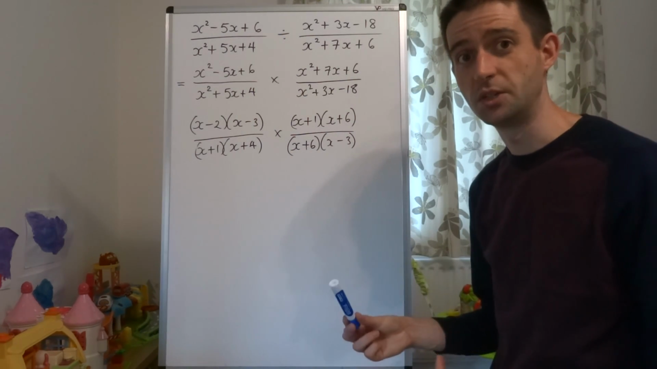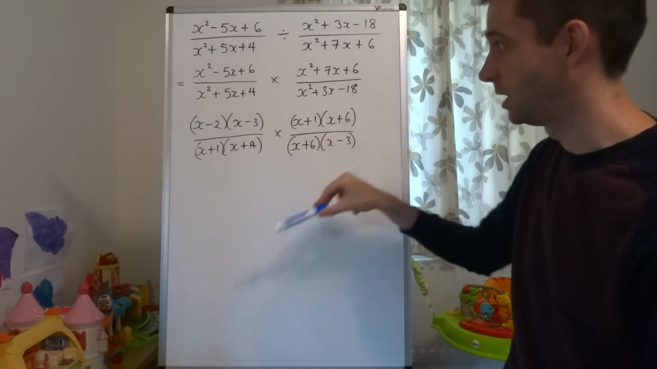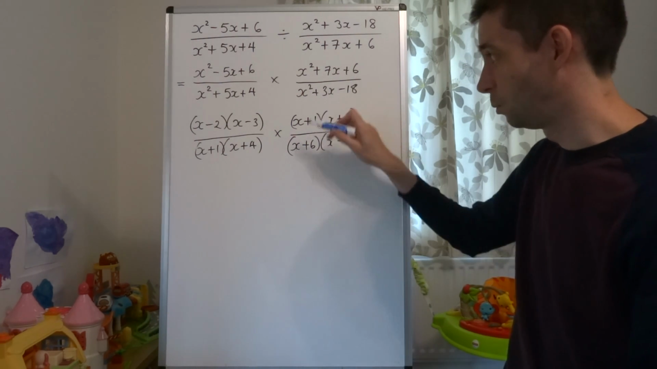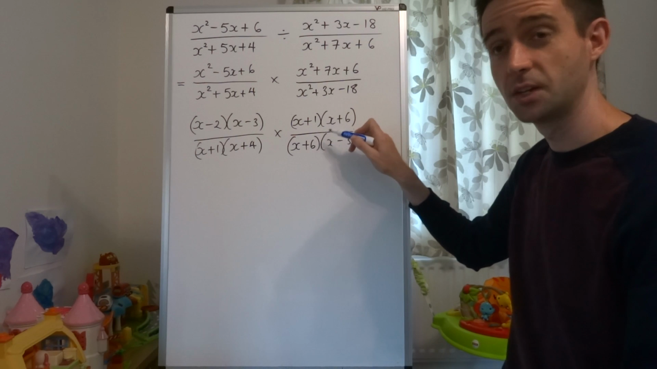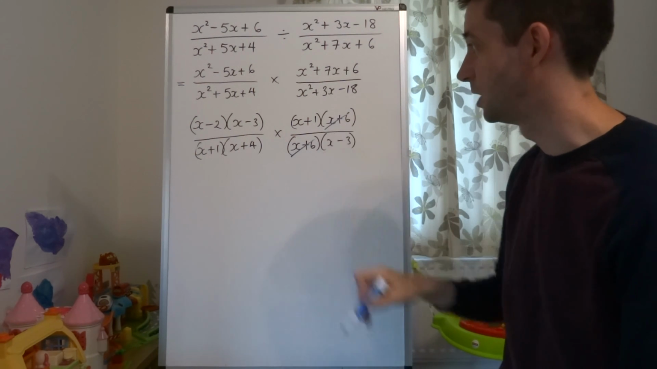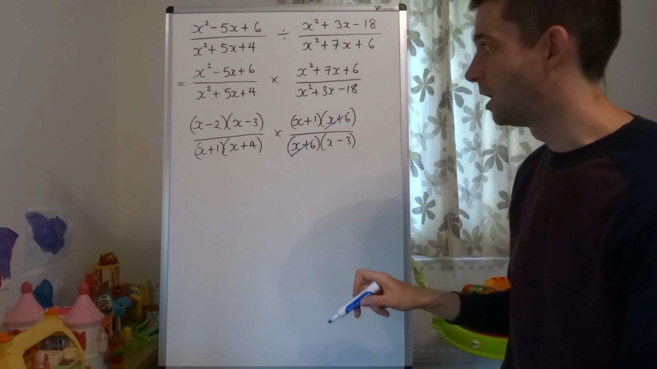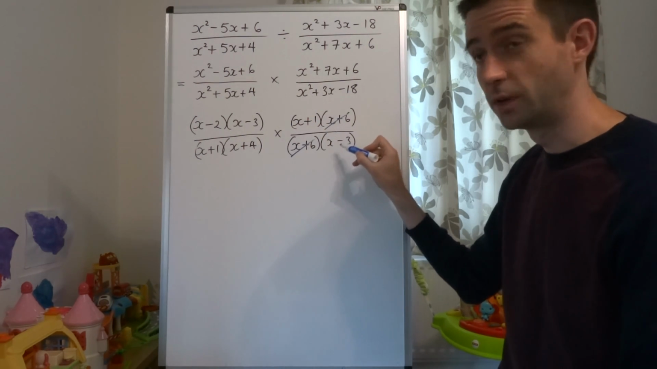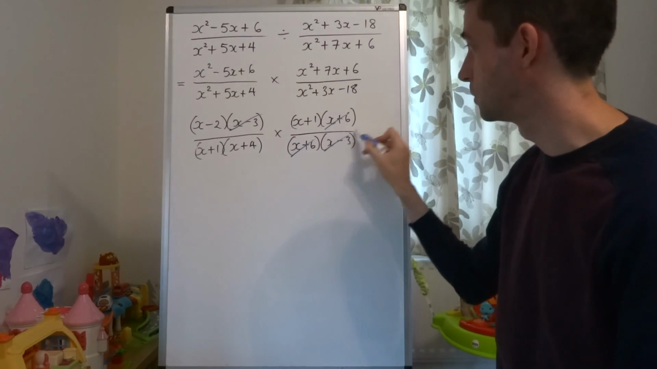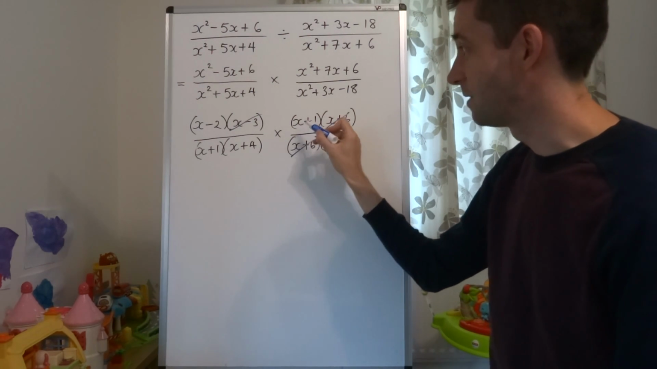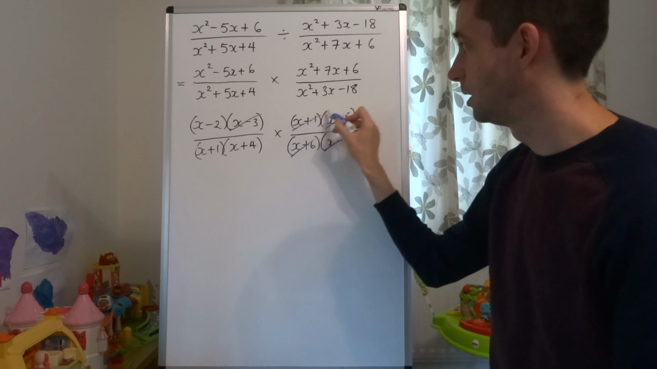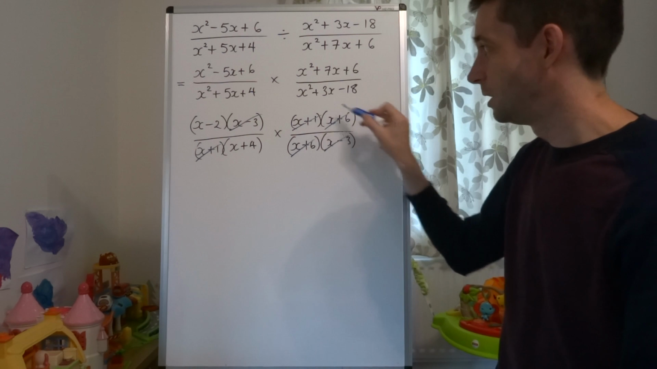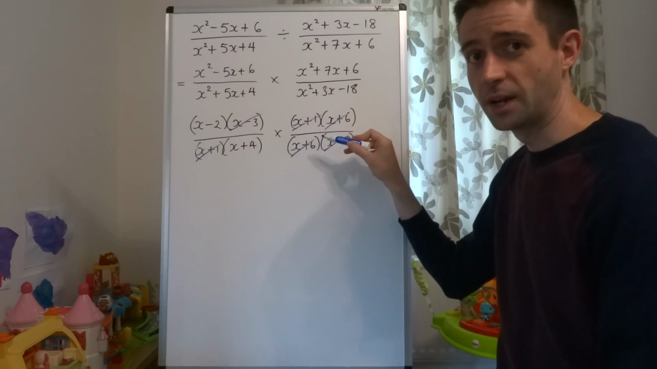Now remember, as I said in the previous video, you can cancel any term on the numerator with a common term on its denominator, whether it's above it or diagonally opposite to it. So I can see here that within this fraction I have x plus 6 over x plus 6, so those common terms will cancel. I then have x minus 3 on the numerator here, x minus 3 on the denominator here, and they will cancel as well. And finally I have x plus 1 on this numerator, x plus 1 on this denominator, and they will cancel as well.